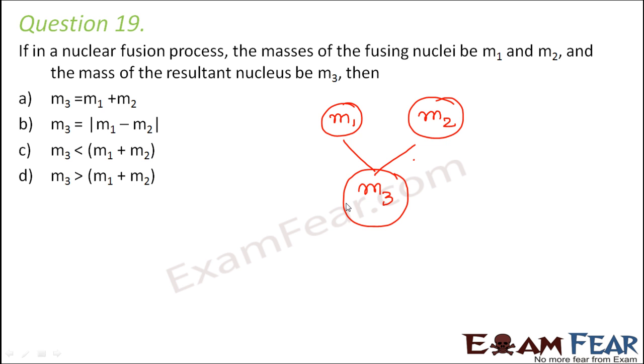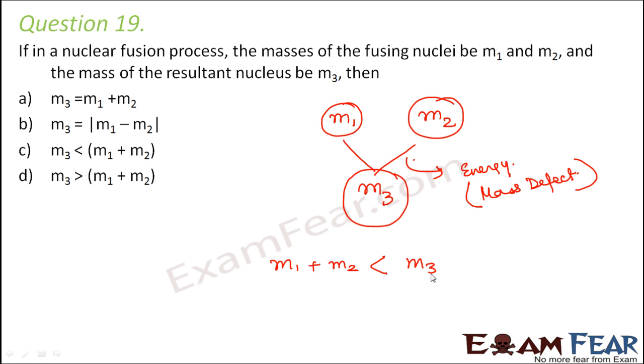Why? Because some mass is also lost as energy and that is called the mass defect. So some part of the mass is lost as energy and that is known as the mass defect. As a result of this, M1 plus M2 is always greater than M3. So we say that M3.